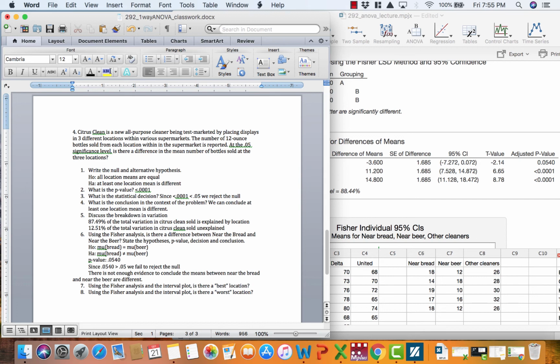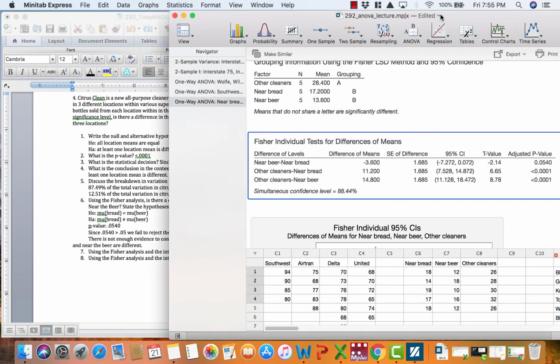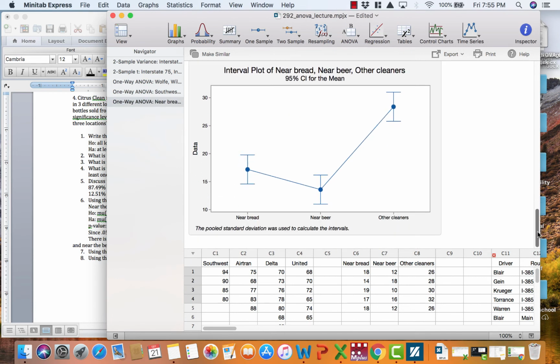So now to our loaded questions. Using the Fisher analysis in the interval plot, is there a best location? Let's go down to our interval plot. We look for the maximum, and we see that's other cleaners. Other cleaners is well above the other two. But is it significantly different from them?